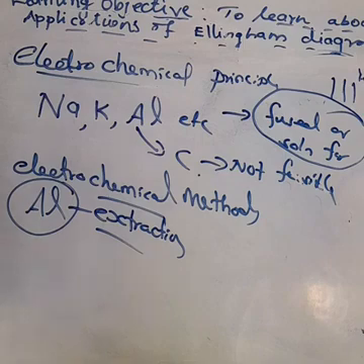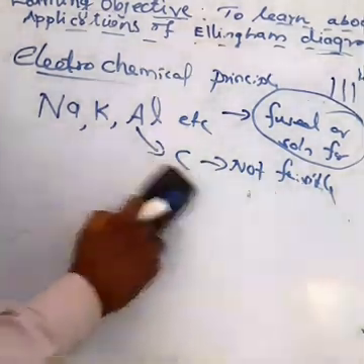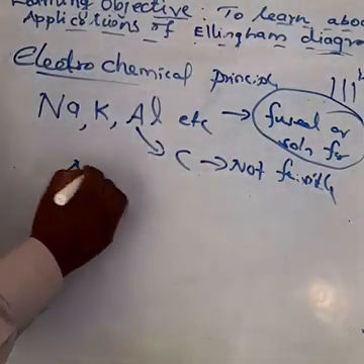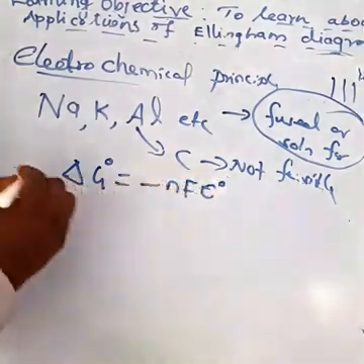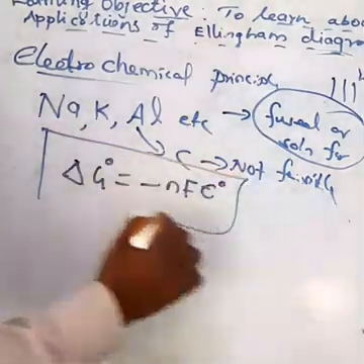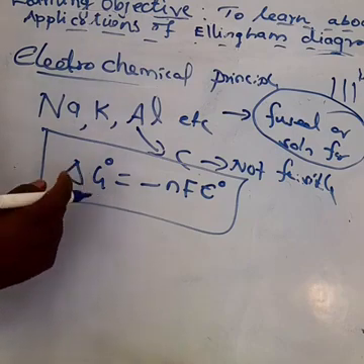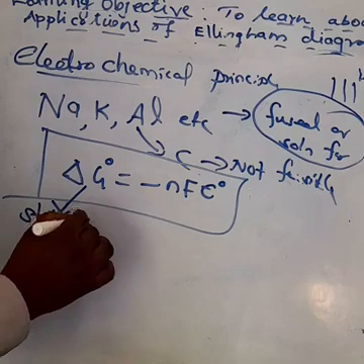Anyhow, here also, the Gibbs free energy change for the electrolysis process is given by an expression: delta G naught is equal to minus nFE naught. Delta G naught means it is under standard conditions.